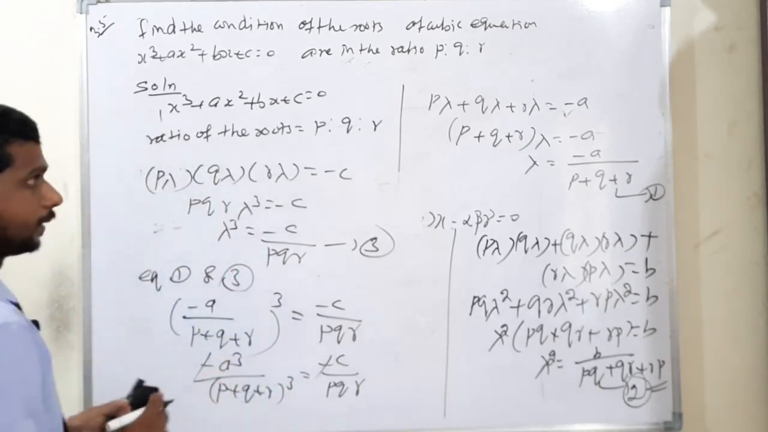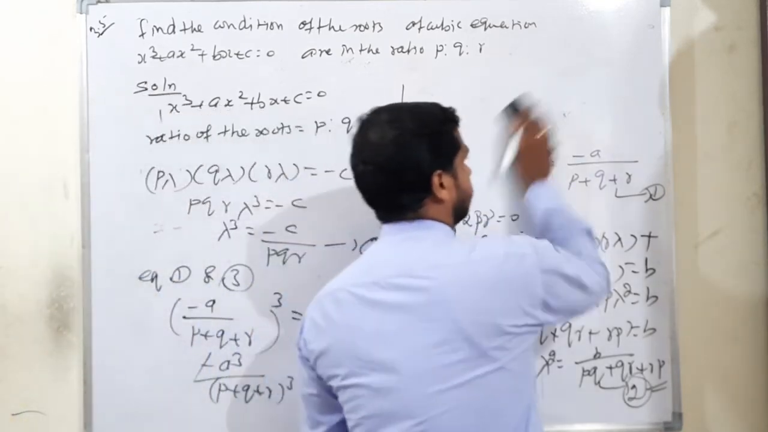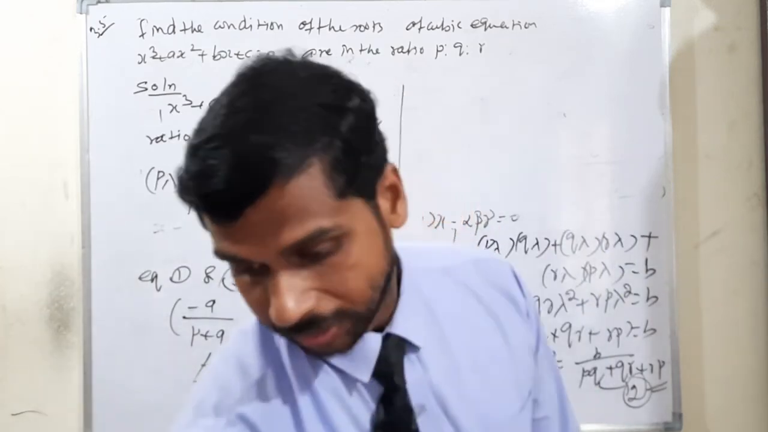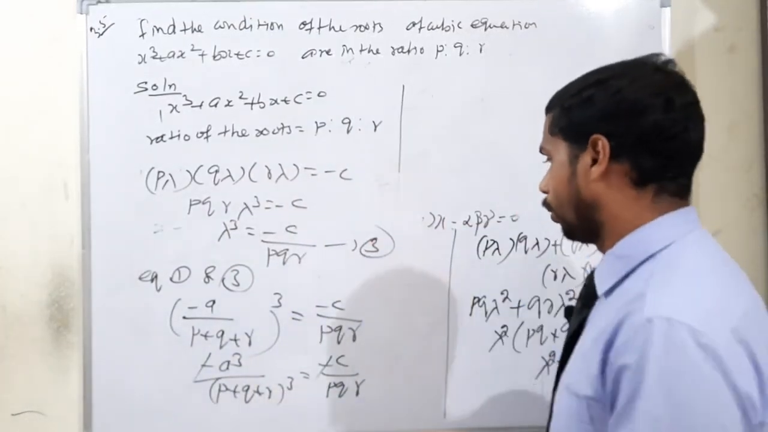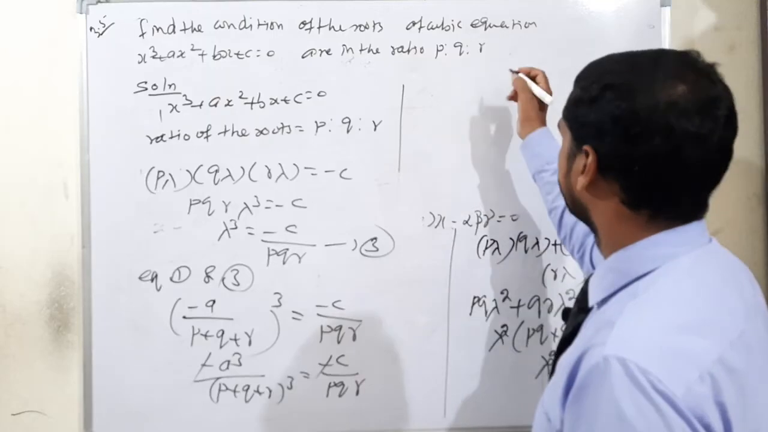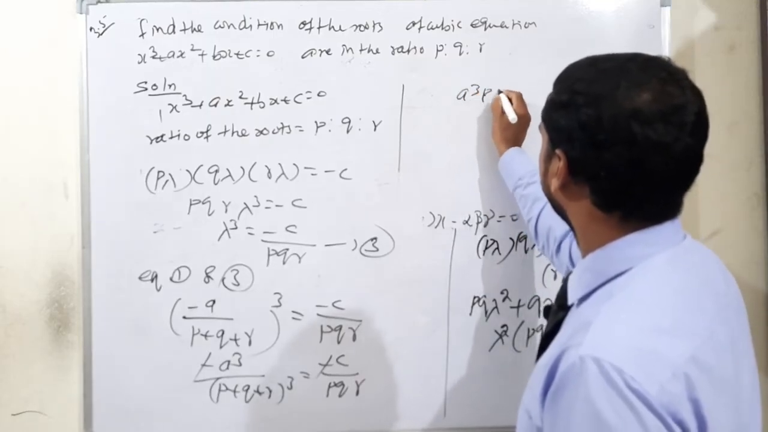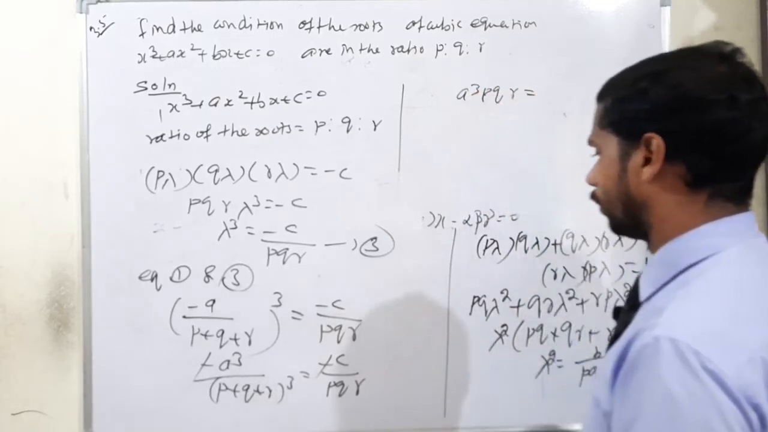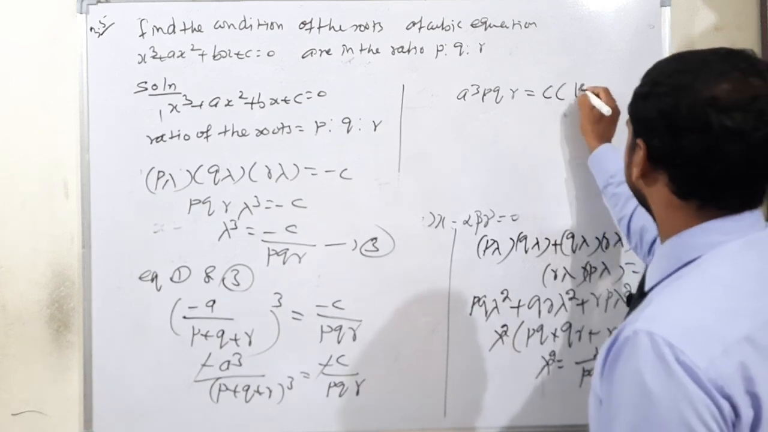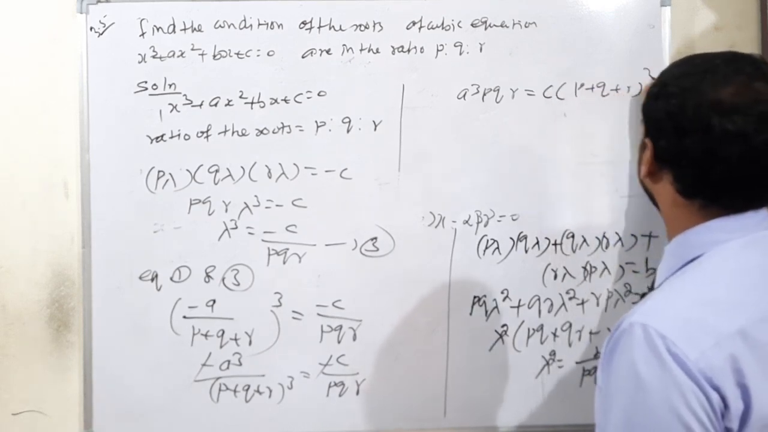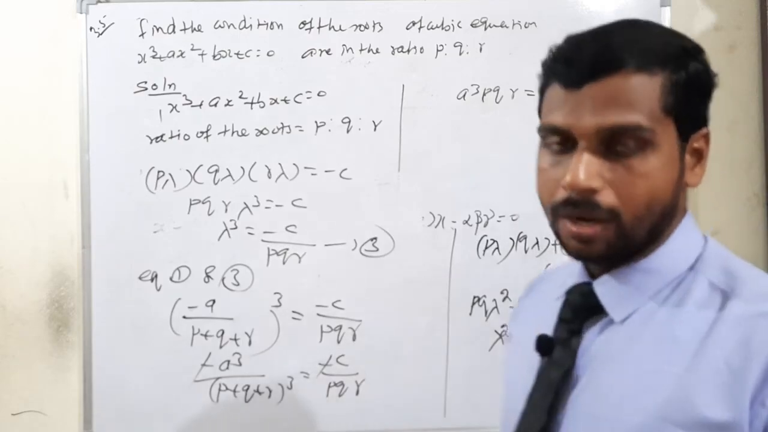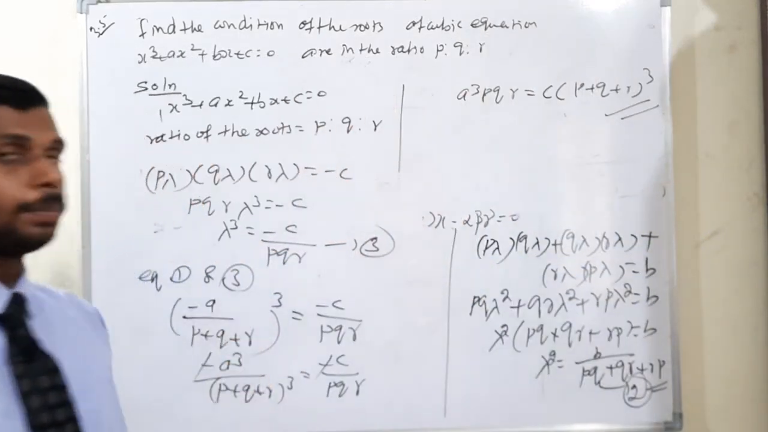The minus signs cancel. The final condition is a cube into pqr is equal to c into p plus q plus r the whole cube. This is the final answer. Okay, I will continue with the next example, 3.6.